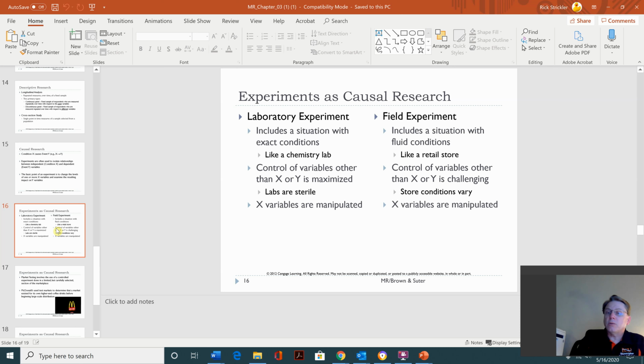Field experiments include situations with fluid conditions, like retail stores. Control of variables other than X and Y is challenging. So if you go to the store to just buy 3 things and you walk out with 10 things, why is that? Did you see them and forget to put them on your list? Did you see other people with them? Did you smell the chicken? And so you bought a rotisserie chicken because you were hungry and you smelled it, and so that triggered your mind to say, hey, you should buy that because you're hungry. No idea, because we can't control the other variables.